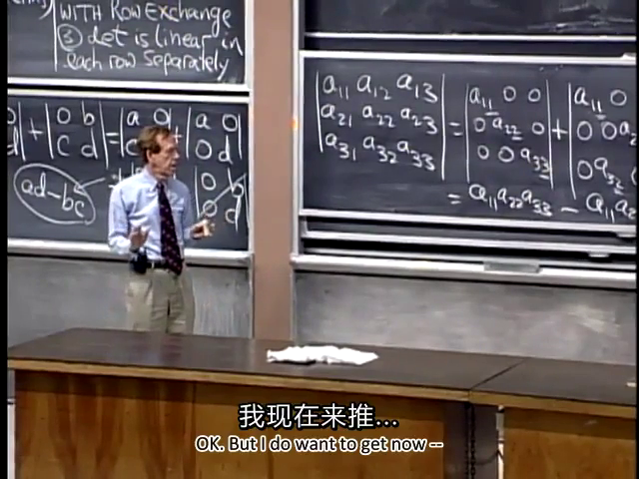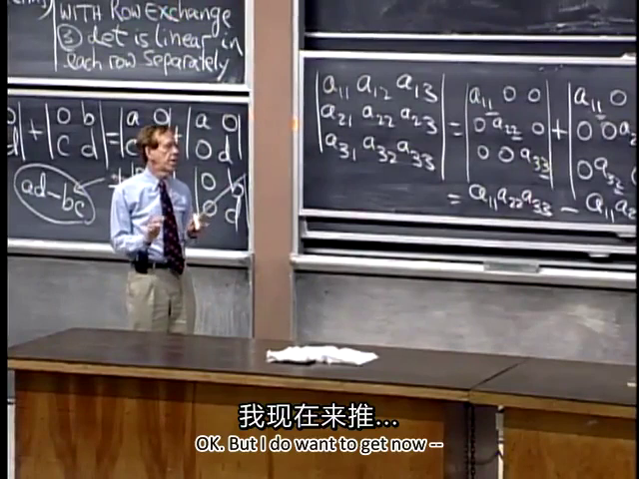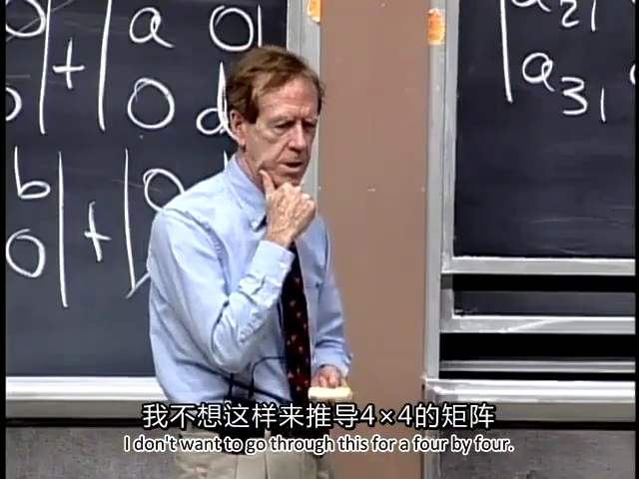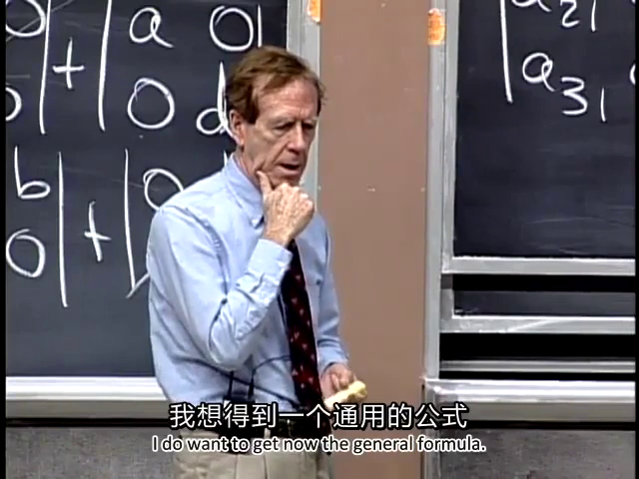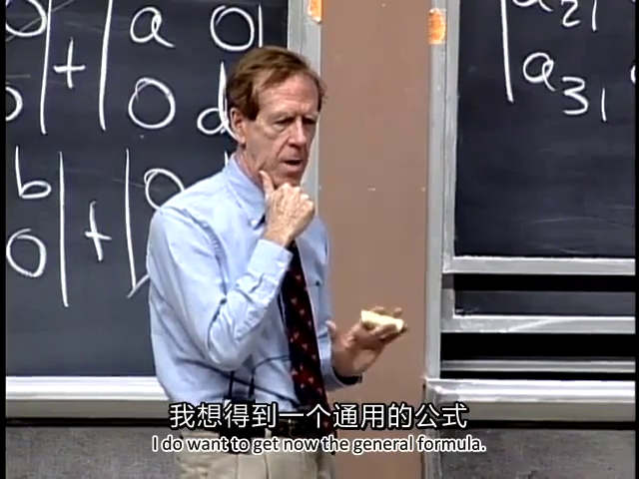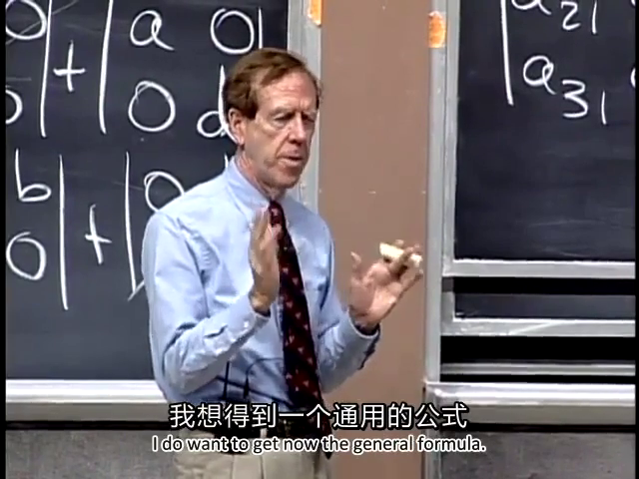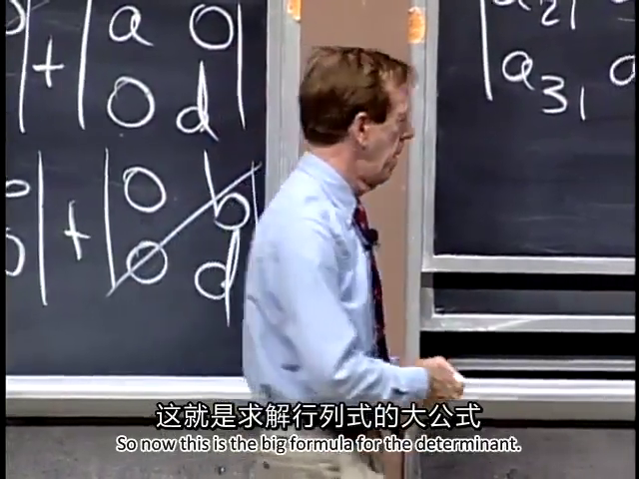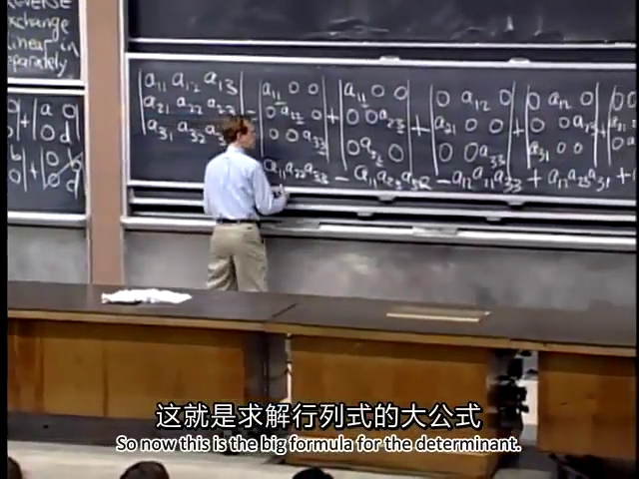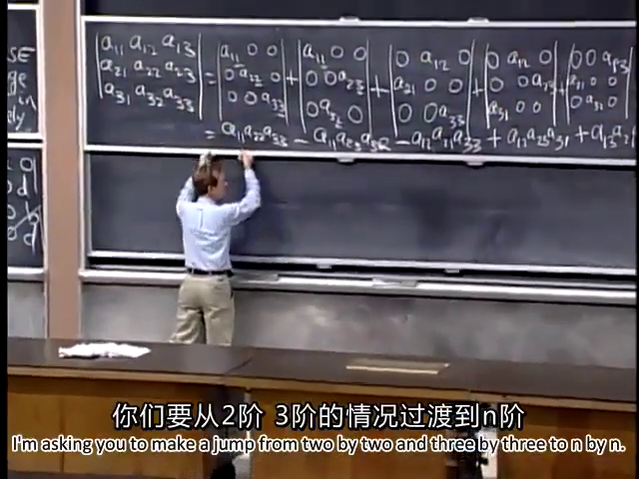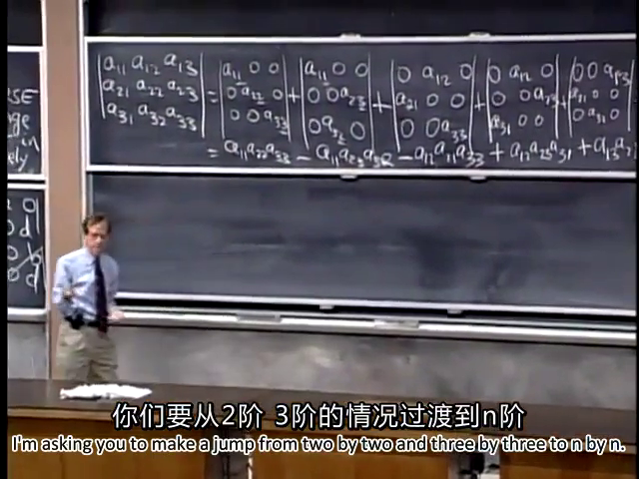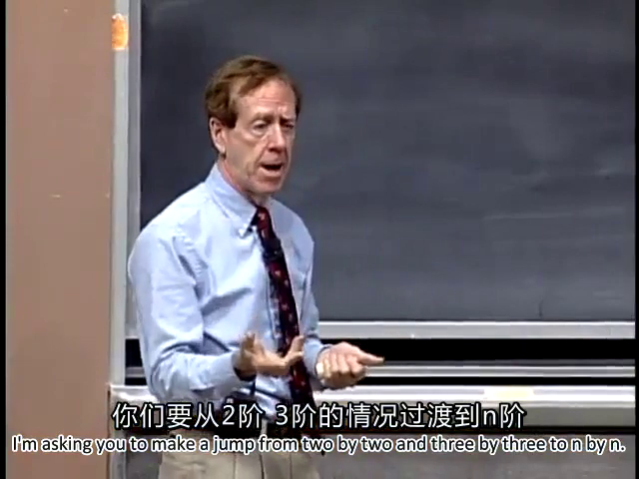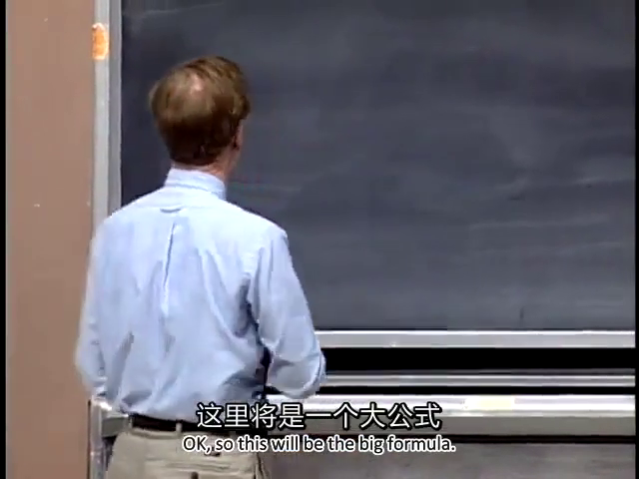But I do want to get now, I don't want to go through this for 4x4s. I do want to get now the general formula. So this is what I refer to in the book as the big formula. So now this is the big formula for the determinant. I'm asking you to make a jump from 2x2 and 3x3 to n by n. Okay, so this will be the big formula.